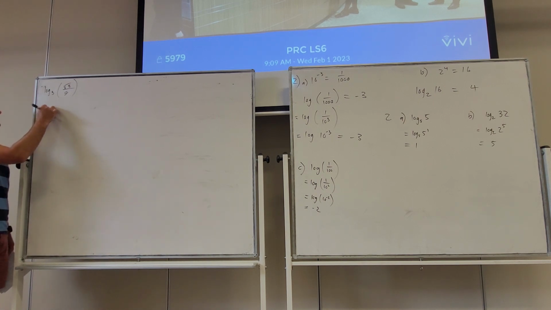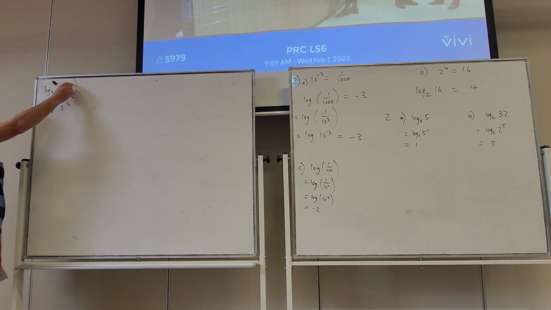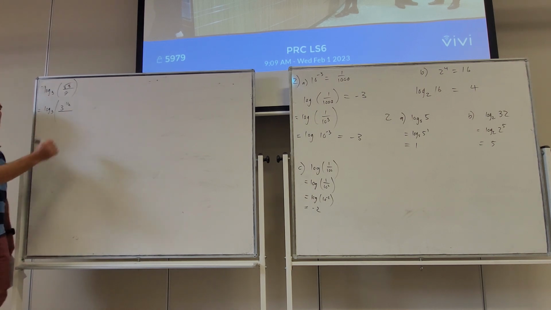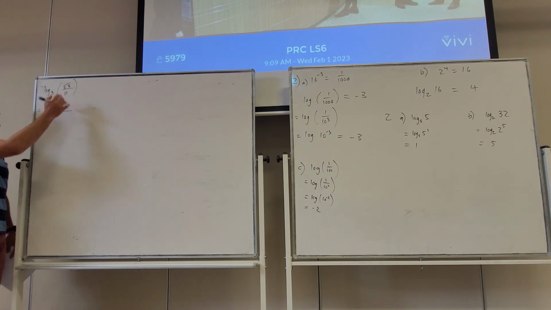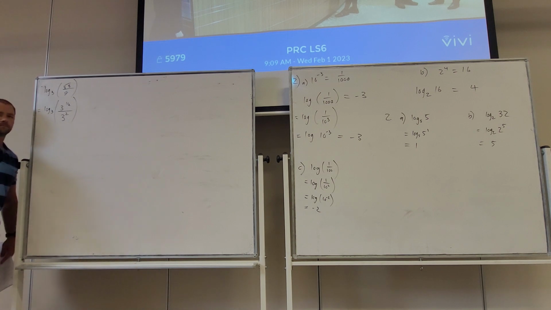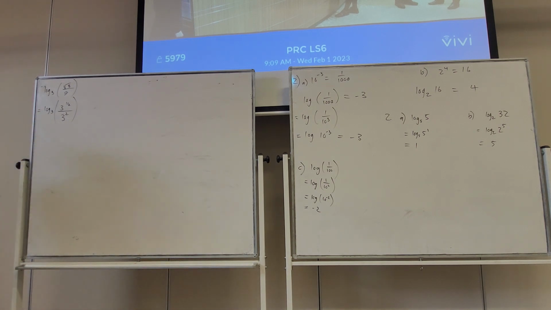So we're going to have log in base 3 of 3 to the power of a half. Okay, that's what the top is. The square root of 3 does mean 3 to the power of a half. And 9 is 3 to the power of 2. All right, we've expressed both of them as the same power.